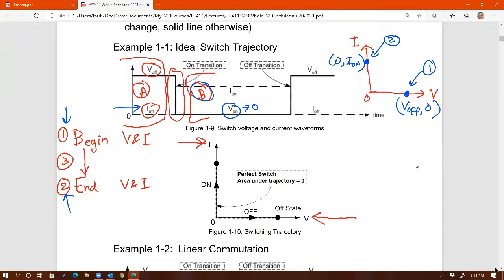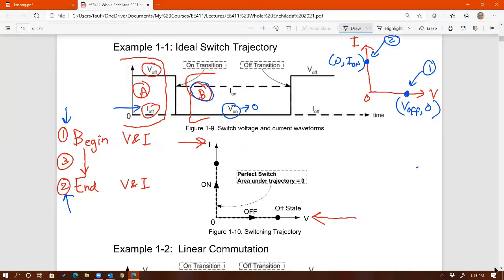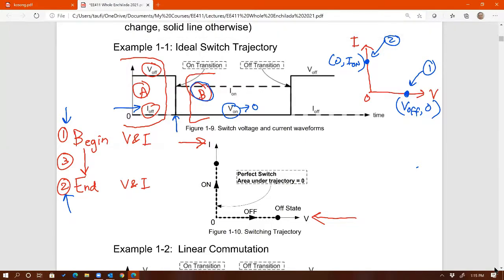This is where you have to understand how to plot during the transition. In this case, it's not that bad, because you can see that during the transition time from here to here, let's say... not actually, that's wrong, sorry. For ideal, the switching transition is right there, 0 seconds, because it's instantaneous, 0 seconds. And so how do you draw that on the switching trajectory?